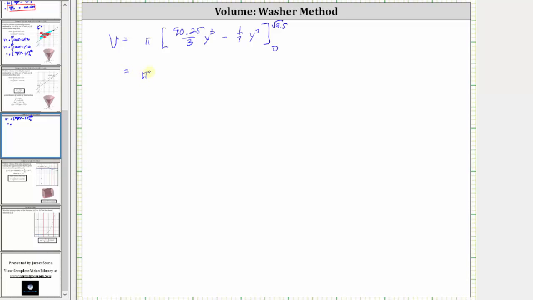So we have pi times big F of the square root of 9.5 minus big F of 0. So substituting the square root of 9.5, we have 90.25 divided by 3 times the square root of 9.5 cubed. And then we have minus 1/7 times the 7th power of the square root of 9.5. And then for big F of 0, when y is 0, both quantities are 0. So let's now go to the calculator.